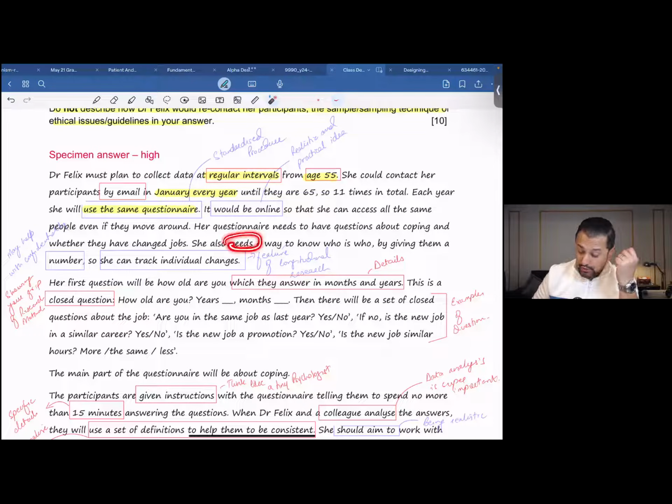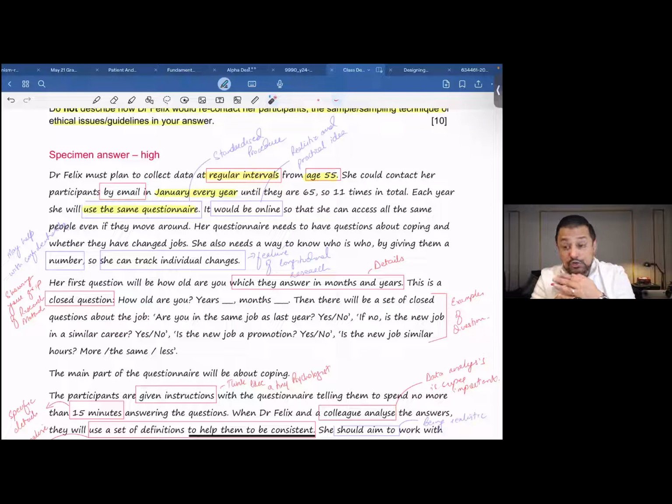She also needs a way to know who is who by giving them a number so she can track individual changes. Does that remind you of the ethical guideline confidentiality being put to use? See, in defense of this particular response, you did not describe any ethical guideline. You just showed the examiner that you are mindful about the idea that when participants are to be recontacted, a better way to go about it is to allocate a number to them.